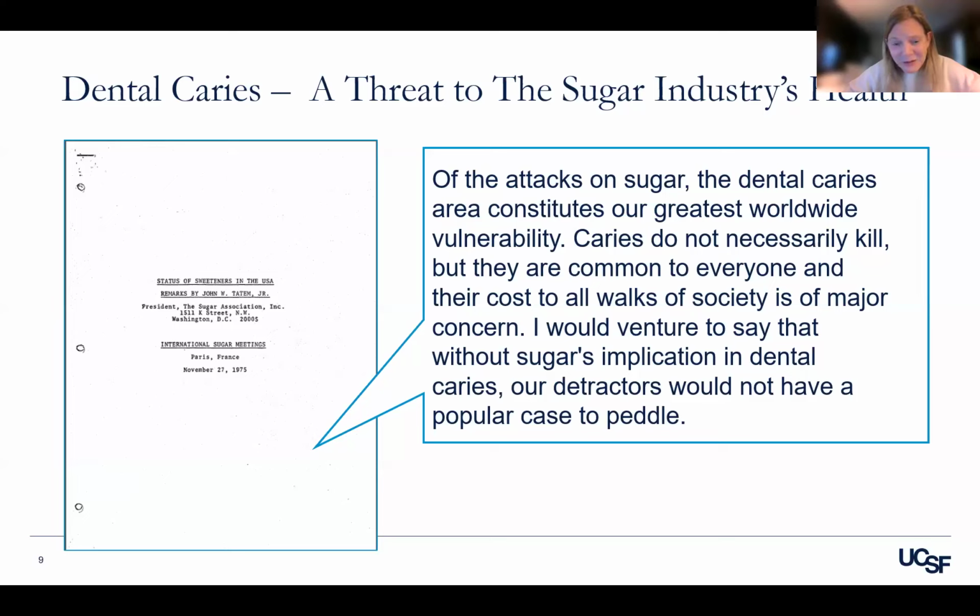So I found this interesting. You know, they're also concerned about obesity, heart disease, diabetes, but they were way more concerned about dental caries than I originally imagined when I first started doing this work.